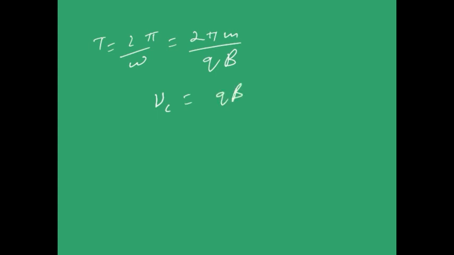It will be qB by 2 pi m, 1 by time period, right? This is known as cyclotron frequency. And I have to apply a potential difference, right?